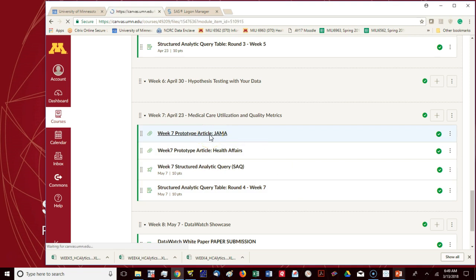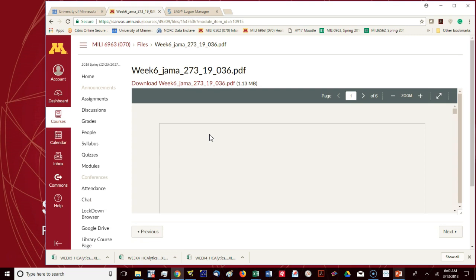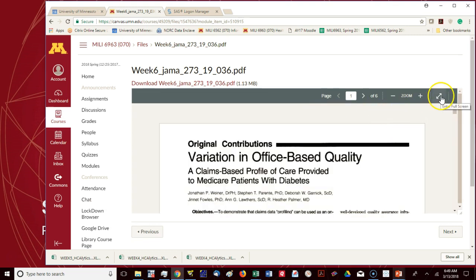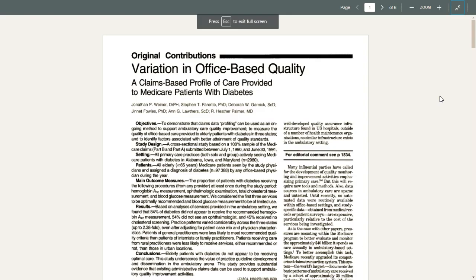One is a JAMA article that came out around the same time as the article that was published as I take for review articles. This is really the quality of care complement to it.